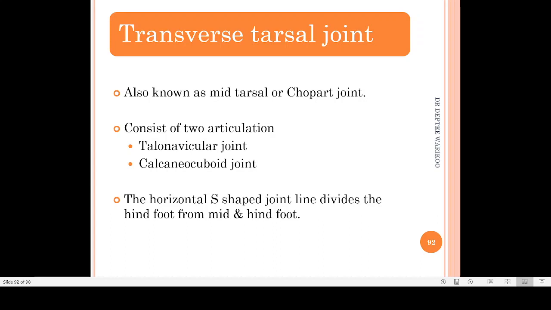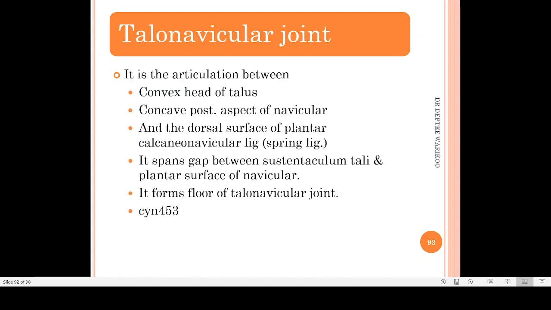Then we have the transverse tarsal joints, also known as the mid-tarsal or the Chopart joint. It consists of two articulations, the talonavicular joint and the calcaneocuboidal joint. The horizontal S-shaped joint line divides the hind foot from the midfoot. We all know that the foot is divided into three parts. The hind foot is the posterior segment composed of talus and calcaneum. Midfoot is the middle segment composed of navicular, cuboid and the three cuneiforms. And the forefoot is the anterior segment composed of the metatarsals and the phalanges.